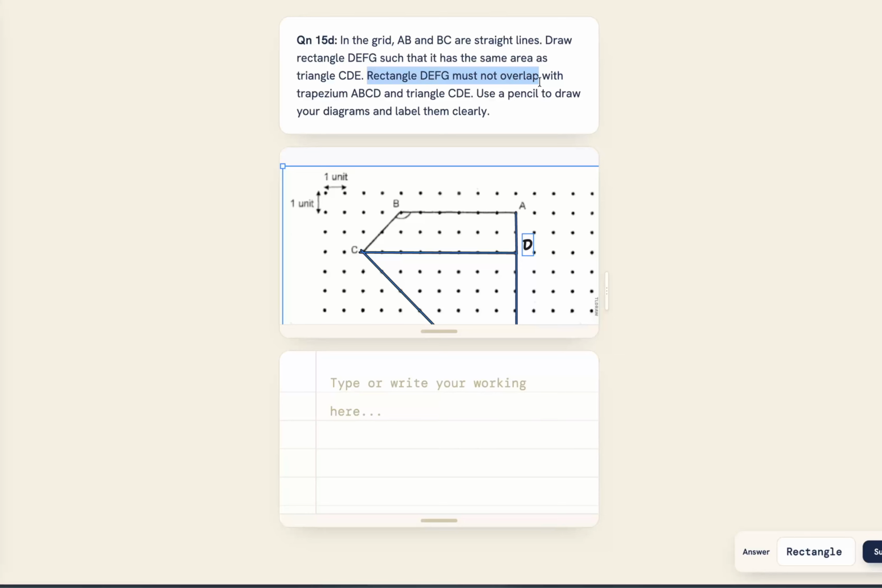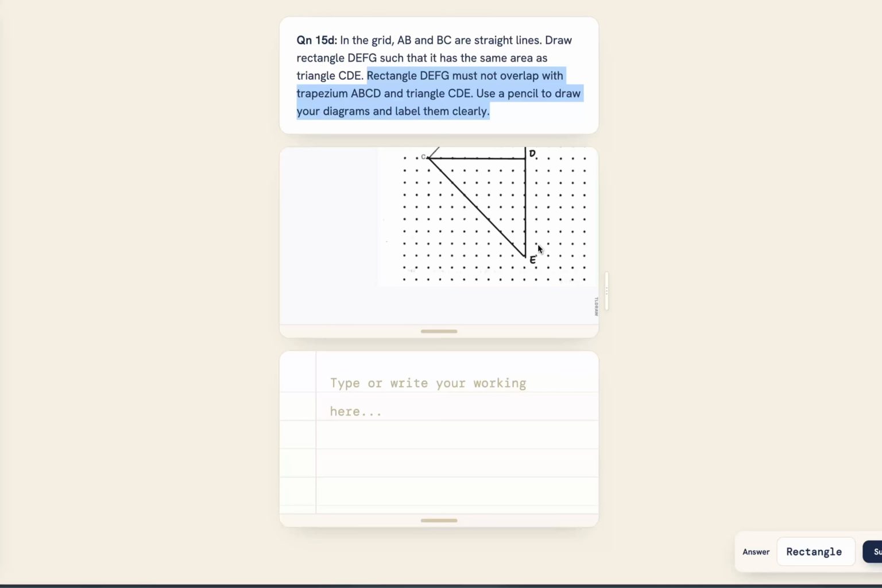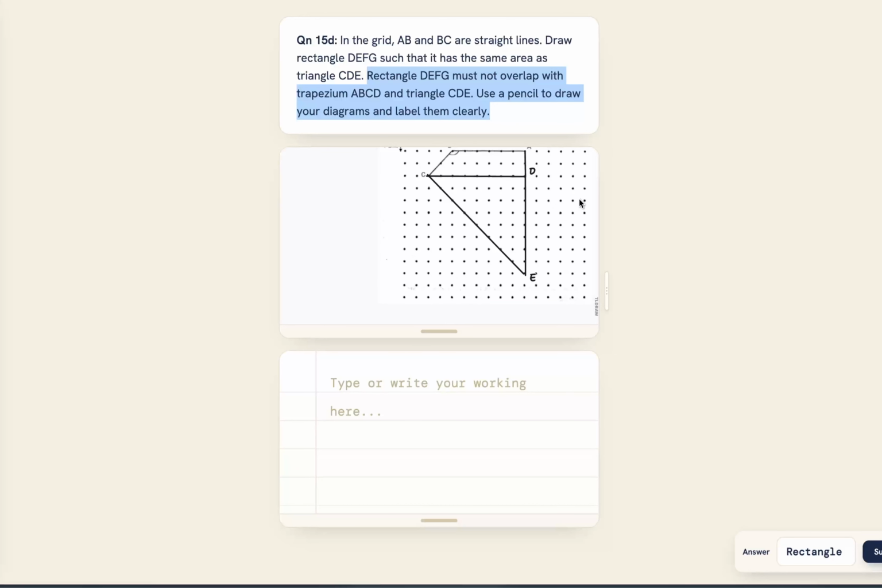Rectangle DEFG must not overlap with trapezium ABCD and triangle CDE. Draw such that it's the same area as CDE. Use a pencil to draw your diagrams and label them clearly. So basically DEFG must be the same area as CDE.